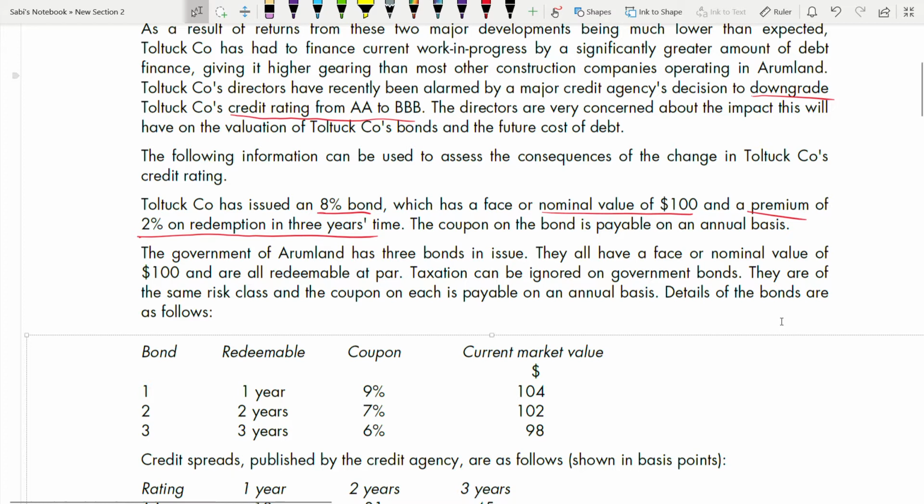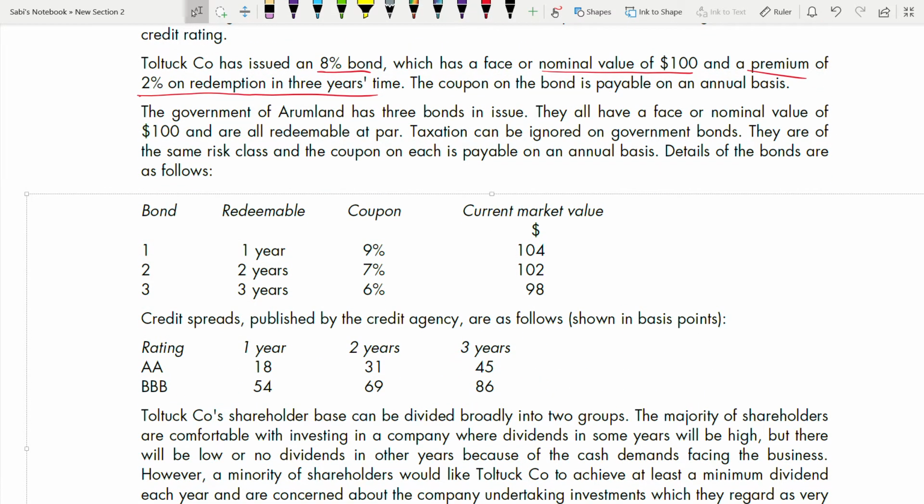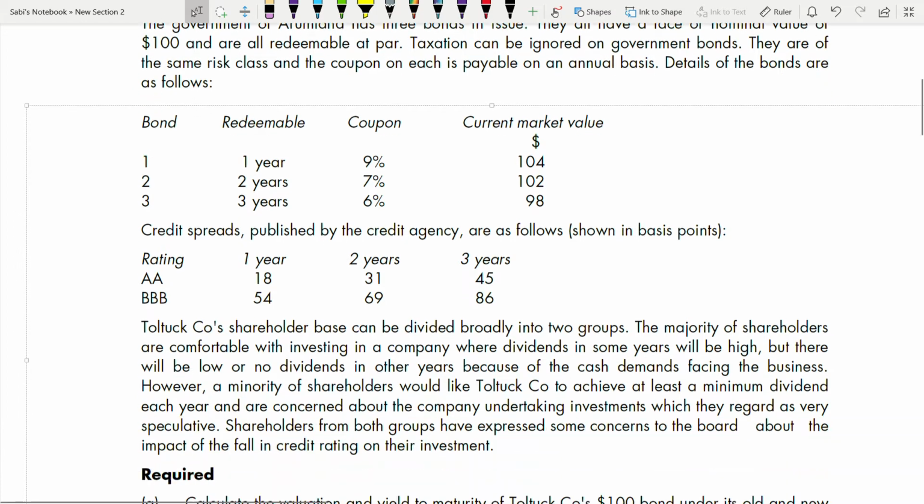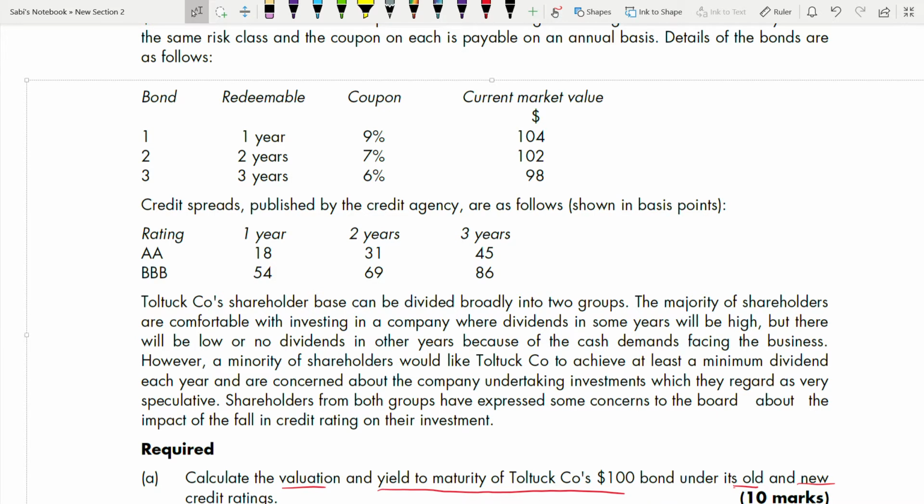Taxation can be ignored on government bonds. They are of the same risk class and the coupon on each is payable on an annual basis. So it looks simple: the coupon is payable annually for each and they are in the same risk class. Details on the bonds are as follows. You can see you have been given the 3 bonds, redeemable, the coupon and the current market value. Then you have the credit spread for AA and BBB for each of the 3 years, which are published by credit agencies. These are shown in basis points. Now coming to the last para. Toltec company's shareholder base can be divided broadly into 2 groups.